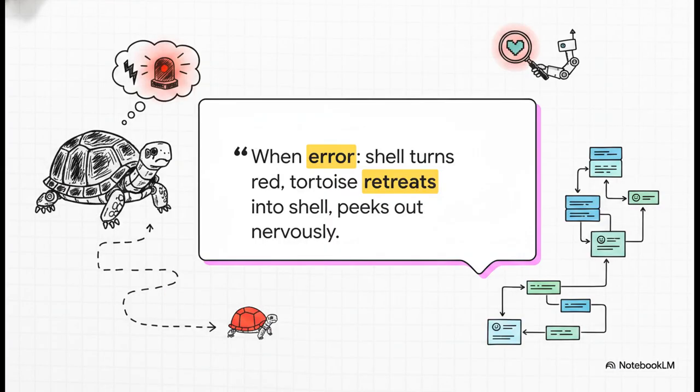To put this into perspective, check out this awesome example from Standout Digital. The prompt is, "Hatchpet, create a mechanical tortoise. When error, shell turns red, tortoise retreats into shell, peeks out nervously." I love this. By scripting funny, specific error states, you give the pet actual personality. It literally takes a frustrating moment, like your code failing, and turns it into something that actually makes you smile.